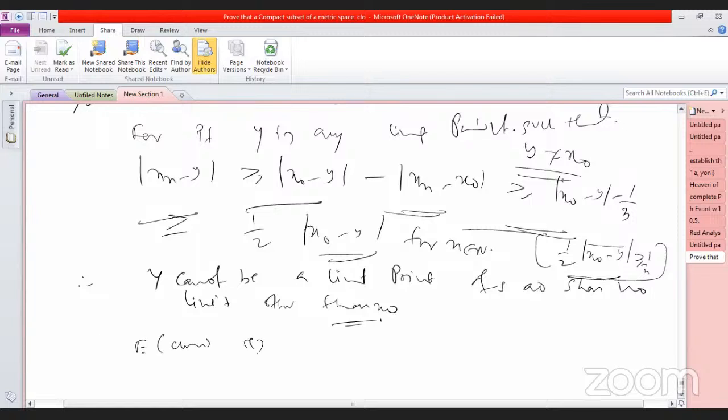And C implies A. First we did A to B, then B to C, then C to A, right? So the conditions B and C are equivalent in any metric space, but the equivalence of A with B and C are properties associated with R power k. The equivalence of A and B is usually known as the Borel theorem.